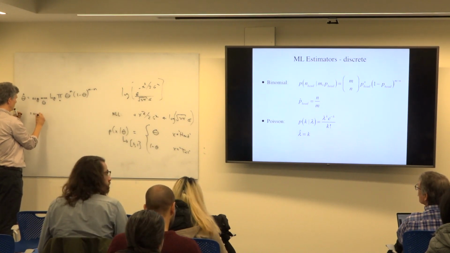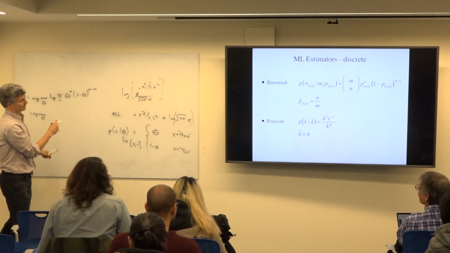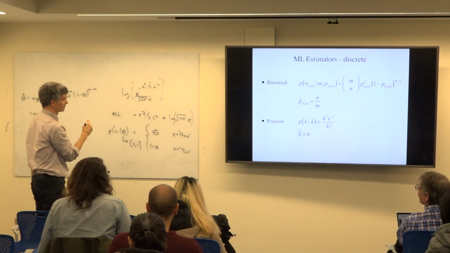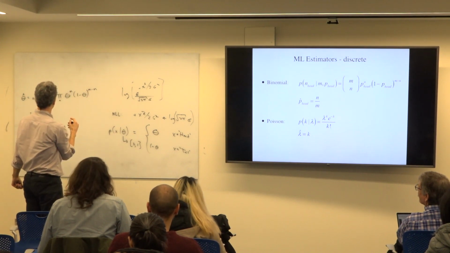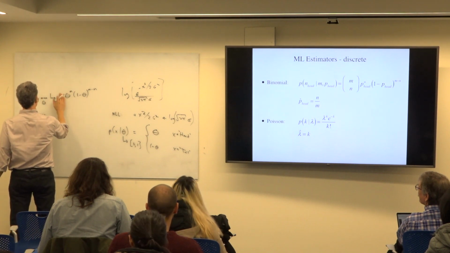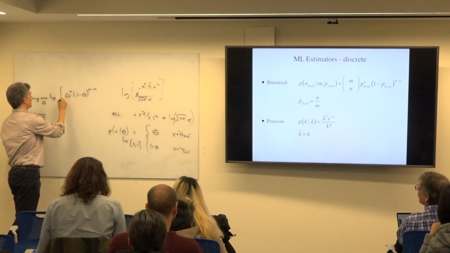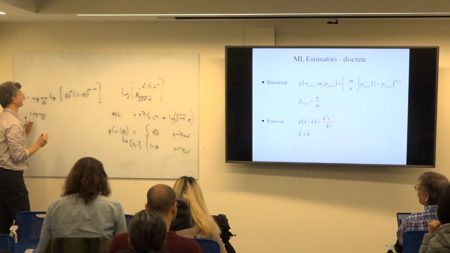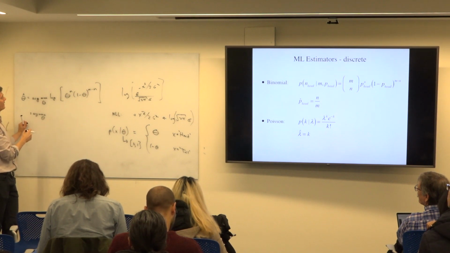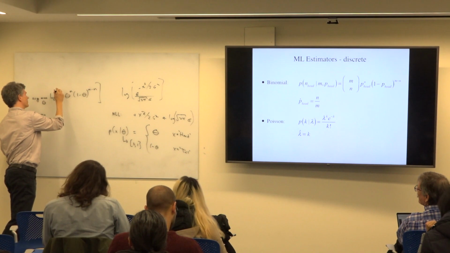You dropped something? The m choose n? Sorry. You're right. We don't need the product because it already is a product. Apologies. I'm trying to jump too many steps. Just the log of that. This already is the product of all these things. And technically, we have the m choose n out in front.